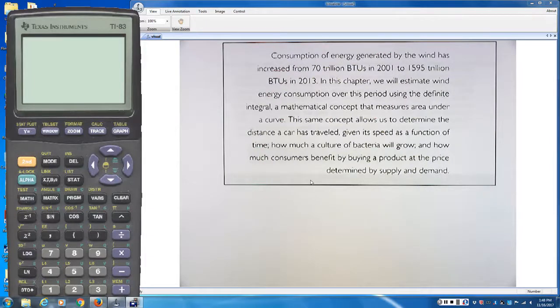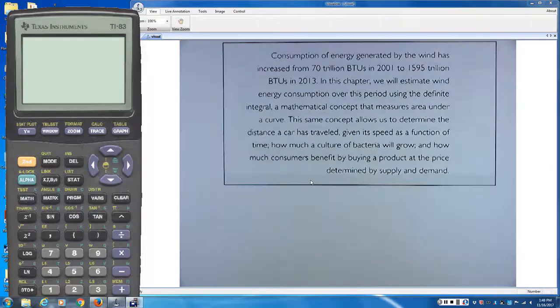Let's get a little bit of light off here. Let's see if we can lighten it up a little bit. Okay, I think that's a little better.